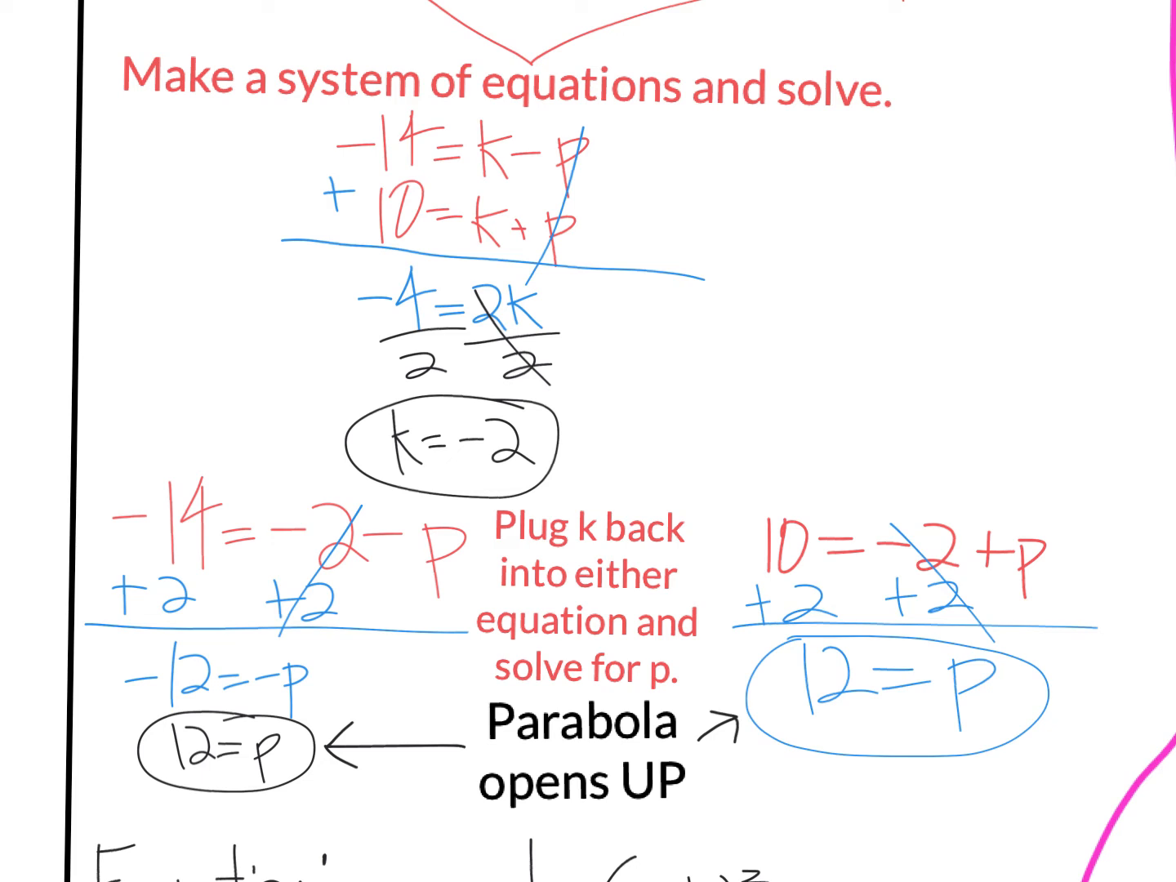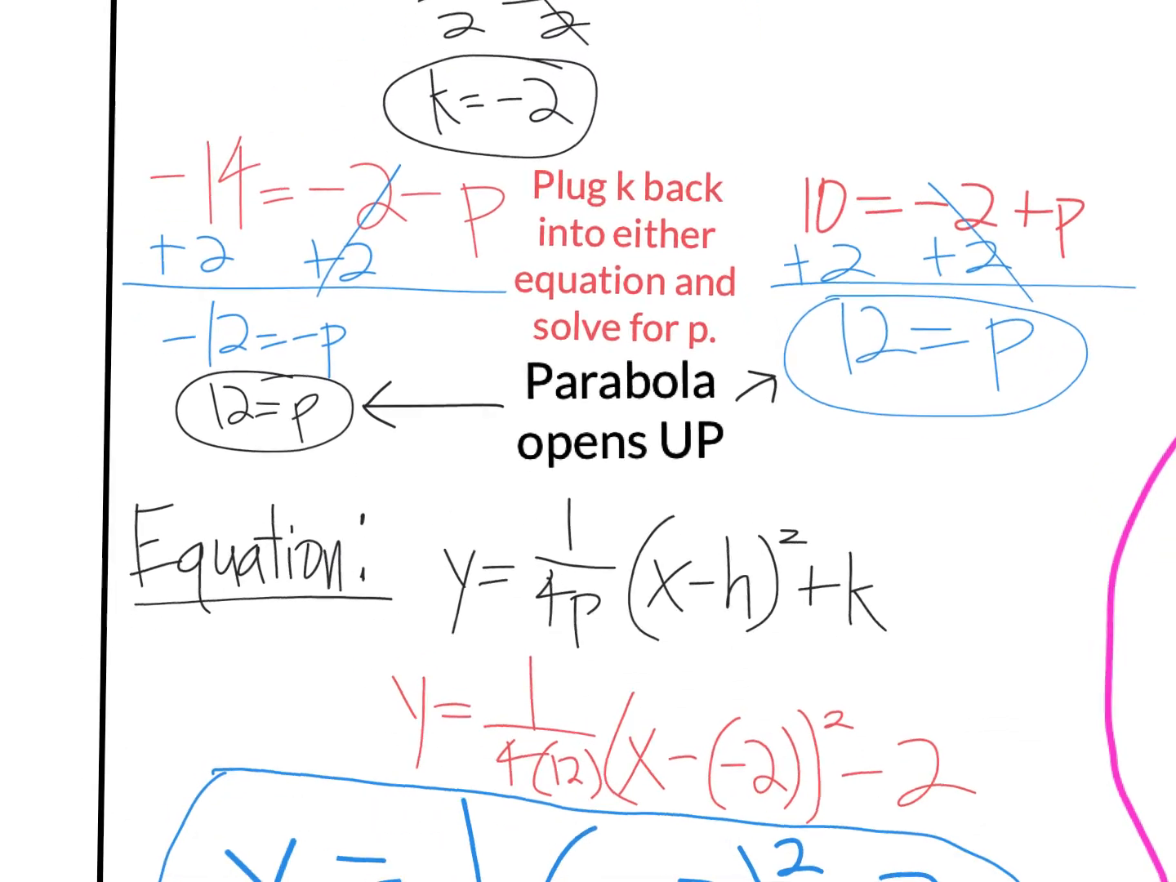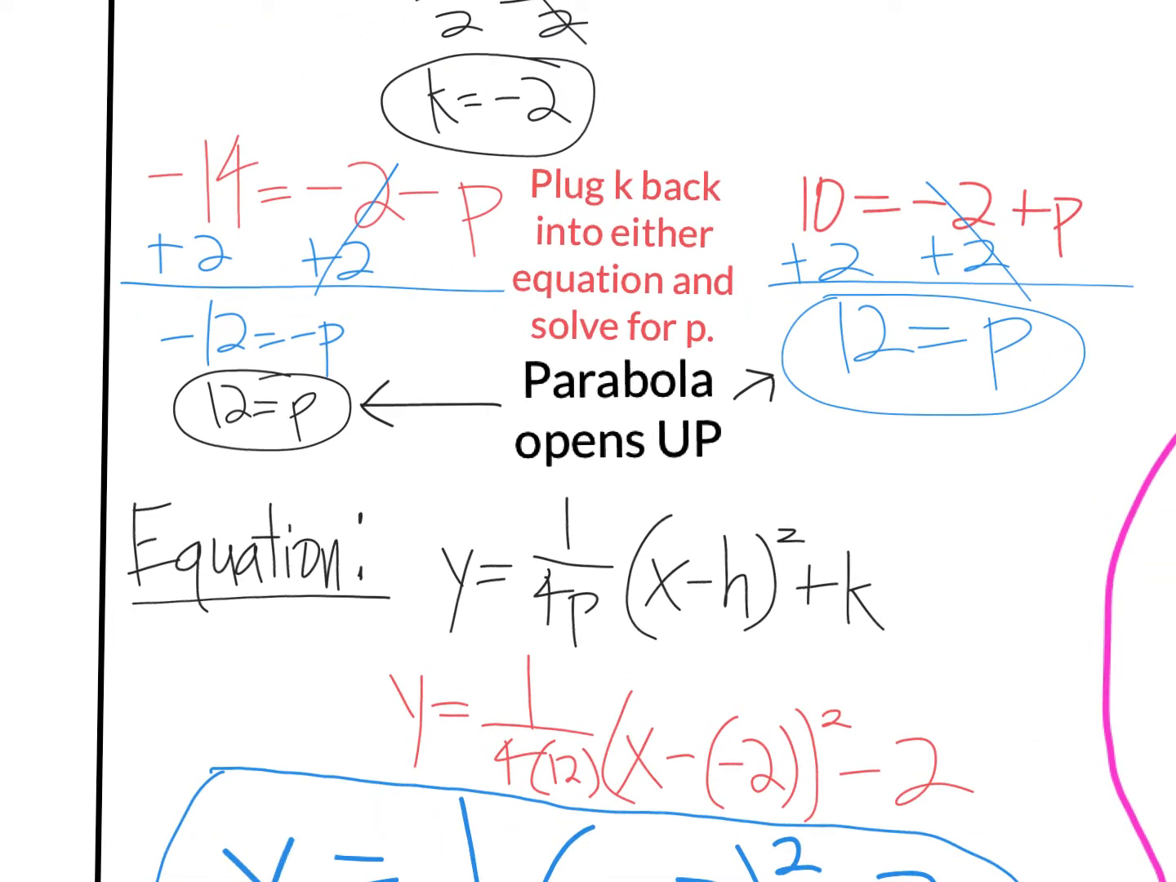I know that p is positive, and I knew that my equation was going to be up or down because the directrix was given to me as y equals. So now that I have a positive p, I can tell you for sure that this is a parabola that's going to open upwards, okay? So once you know your h, k, and p, just plug it into everything else that you don't know yet.